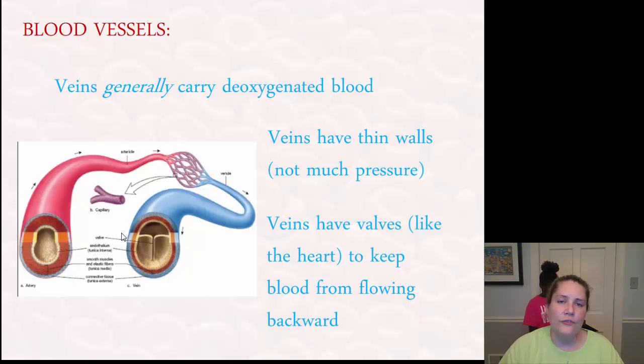Veins also have valves, just like the heart does, to keep blood from flowing backward, because of course they're not getting that big push. It's the blood sort of coasting, so it's more likely, especially in veins in your legs, where we have to go against gravity with the blood, that the blood could kind of seep back down again. And in fact, that's what varicose veins are. Varicose veins are when the valves in the veins get a little floppy and blood kind of pools back.